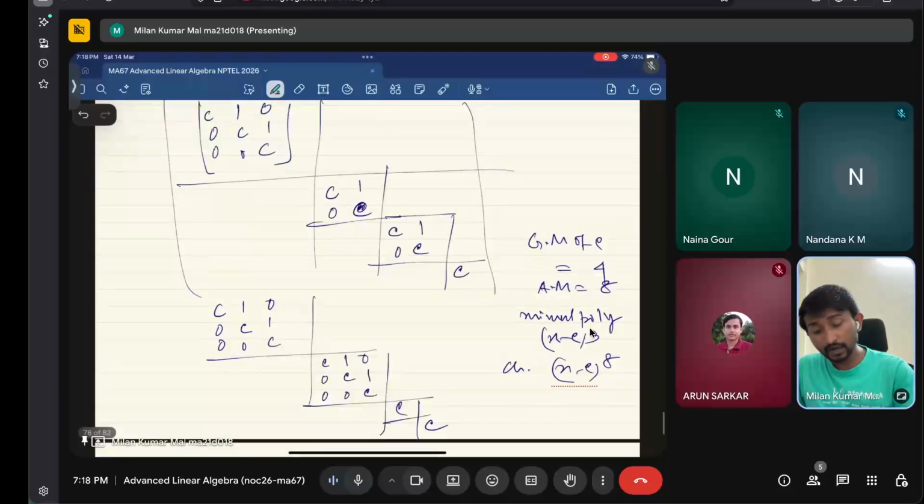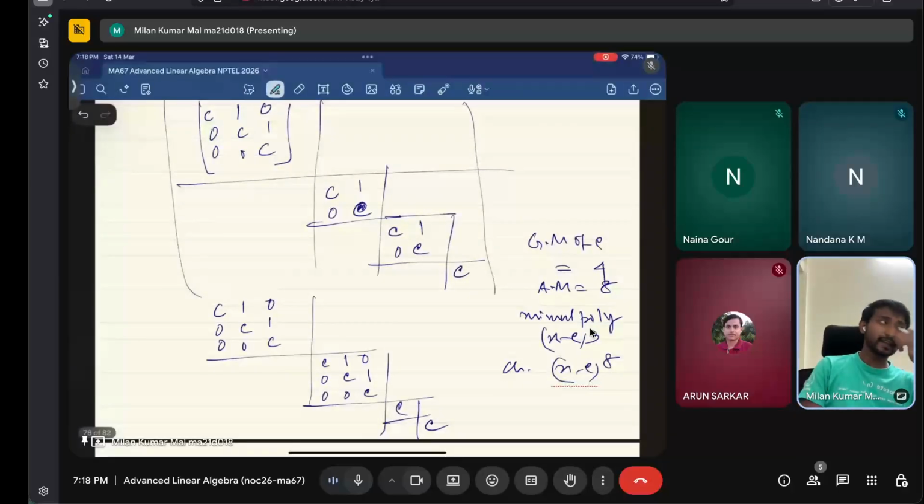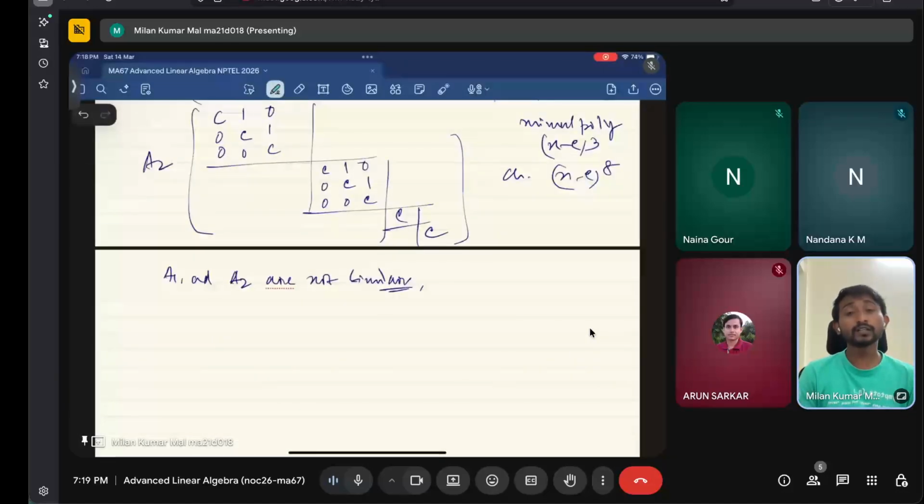So if I write this as A1 and this as A2, A1 and A2 are not similar. So what we obtain here, even if you are told that you are given the minimal polynomial, characteristic polynomial of a linear operator, and geometric multiplicity corresponding to each eigenvalue, whether the Jordan canonical form is unique or not. The answer is no. Jordan canonical form need not be unique.